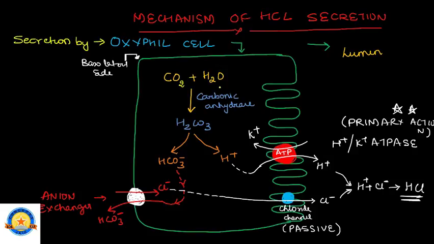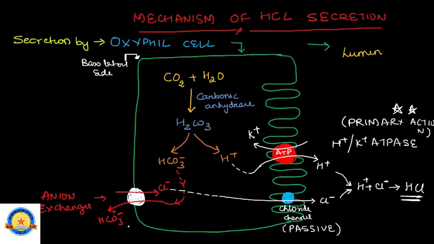Now on the luminal side, you can see that red color pump. It utilizes ATP and pumps in one potassium and pumps out one hydrogen ion. So this is the hydrogen ion that gets pumped out. On the basolateral side, we have an anion exchanger that pumps out bicarbonate and pumps in chloride. Again on the luminal side, this chloride is taken out by passive diffusion with the help of a chloride channel. H positive and Cl negative combine to form what? HCl. Okay, clear.